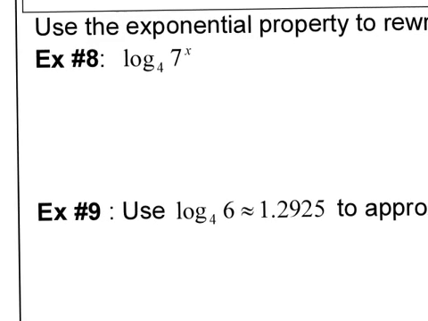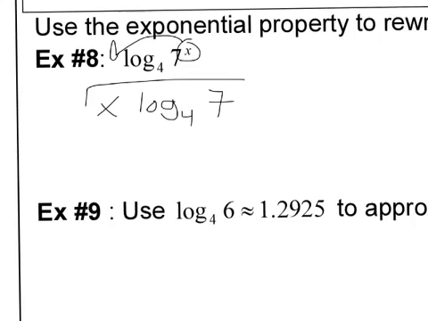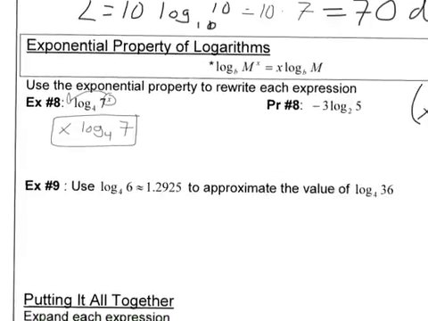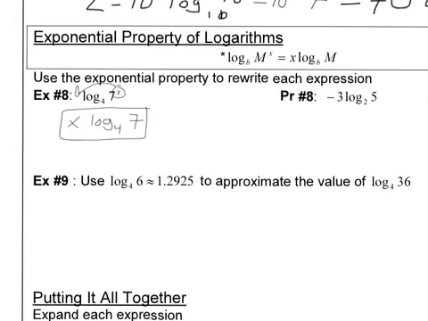So what do we got here? Log base 4 of 7 to the x power. Well, we could bring that x out in front and write it as x log 4 7. All there is to it. Pretty simple. So why don't you guys try practice number 8 there. See if you could rewrite that with an exponent instead of a coefficient. Go ahead and try that, because I'm going to put the answer up there in just a second.